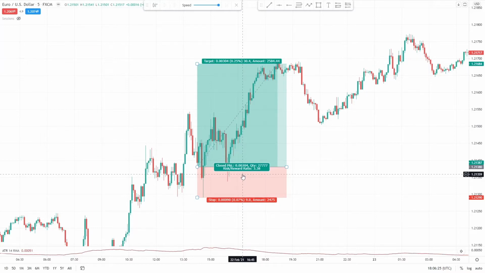I'm going to go over all of my confluences for this trade and the higher time frame analysis that I did before taking it as well. So without further ado, let's get into the first trade.